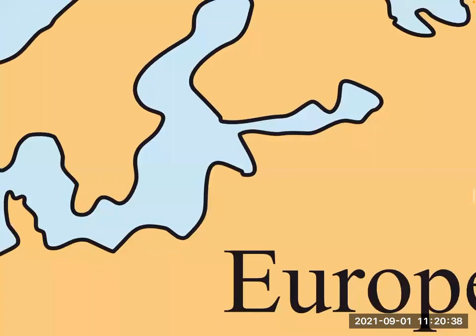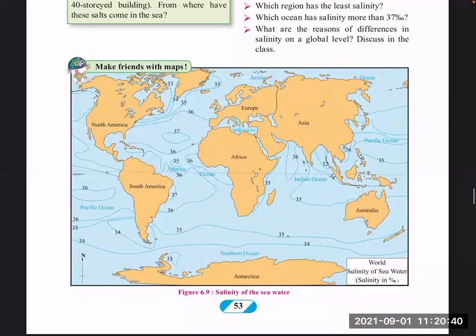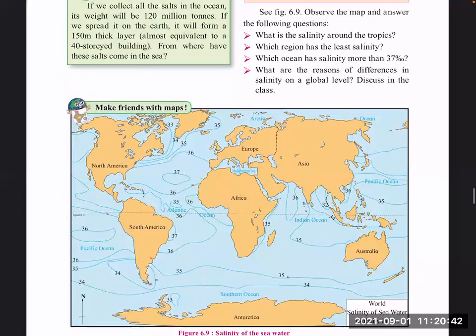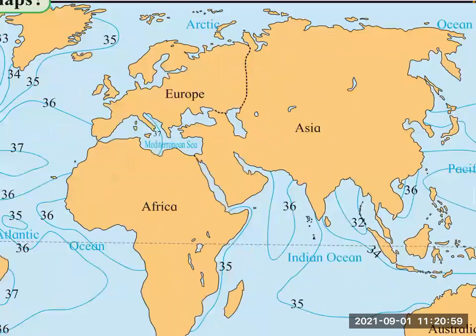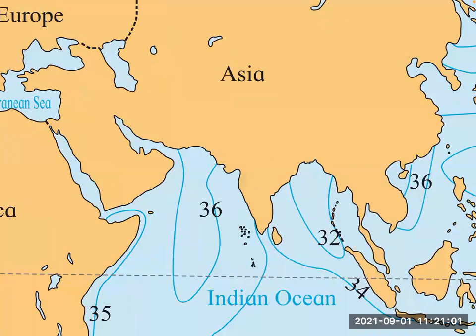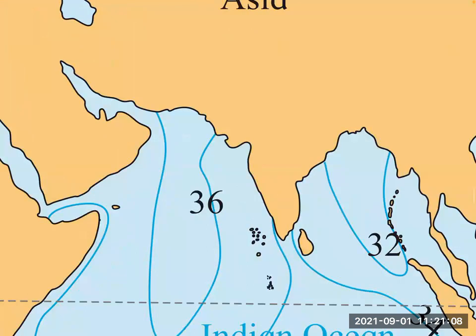Now you see they have given the salinity rate. Go through it once. What is the salinity around the tropics? Tropics means nearer to the equator. Around the tropics it is only 35, 36 everywhere. Now you see in India, on the eastern coast, they mention 32, nearer to the Andaman, West Bengal, sorry, Bay of Bengal. At the same time, in the Arabian Sea, there is 36.